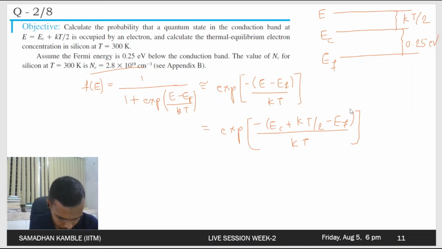From this diagram you can say that EC minus EF is 0.25. So it turns out that the exponent is minus of (EC minus EF) plus kT by 2, which is 0.25 plus kT by 2, where kT is 0.0259. So you can calculate kT; I'll show you in the next couple of minutes.